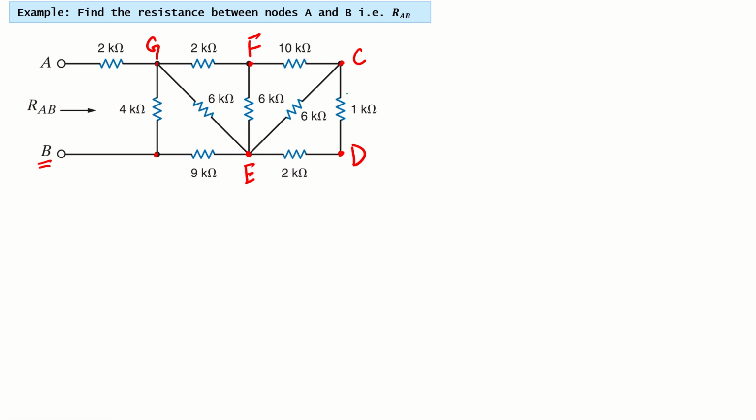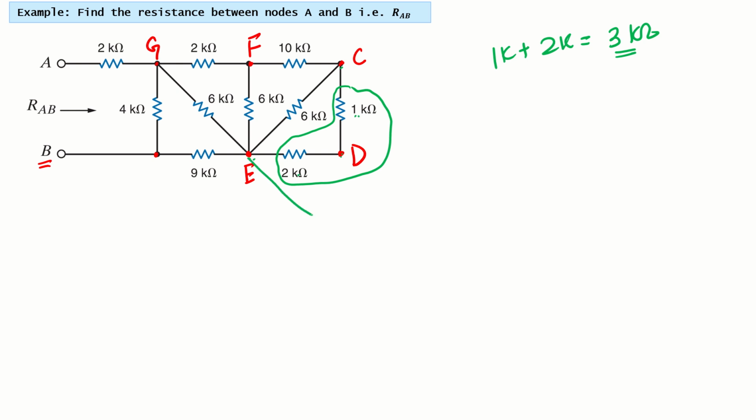If we look from the end of the circuit, we can see that these two branches, 1 kilo ohm and 2 kilo ohm, are sharing only one node, right? So they are in series. Series means 1 kilo ohm plus 2 kilo ohm, so this becomes 3 kilo. So between nodes C and E, there is a resistor of 3 kilo.